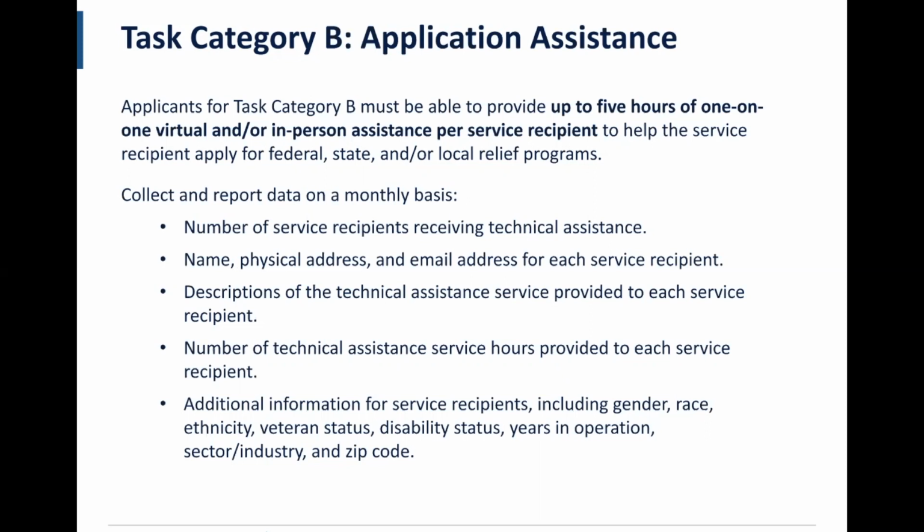Applicants selected for task category B must collect and report data on a monthly basis, including number of service recipients receiving technical assistance, name, physical address, and email address for each service recipient, descriptions of the technical assistance service provided to each service recipient, number of technical assistance service hours provided to each service recipient, and additional information for service recipients, including gender, race, ethnicity, veteran status, disability status, years in operation, sector, industry, and zip code.